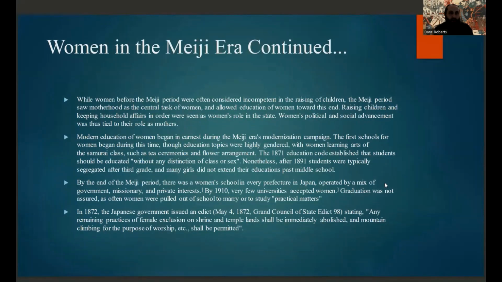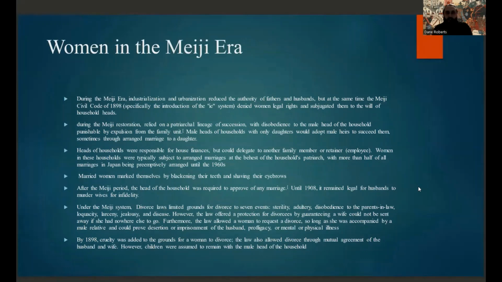This leads us to women in the Meiji era. Now, this is a rather long section, and I won't read every single point. You can pause to read each point. But generally, women in the Meiji era initially did not have rights. They were subject to the will of household heads because of the patriarchal lineage of succession.